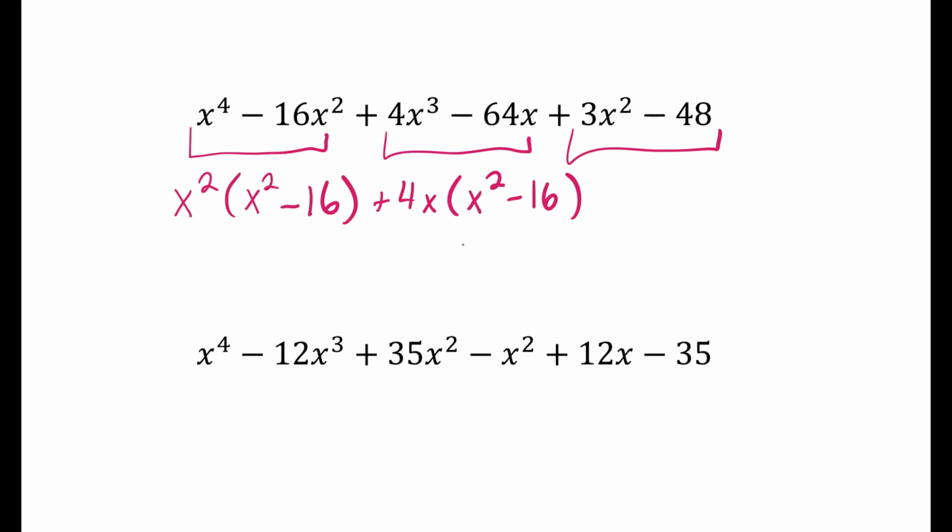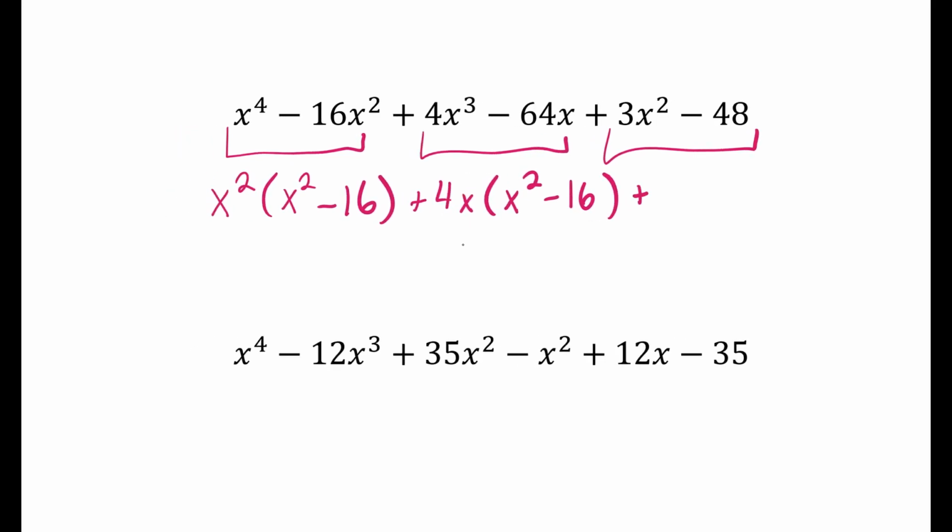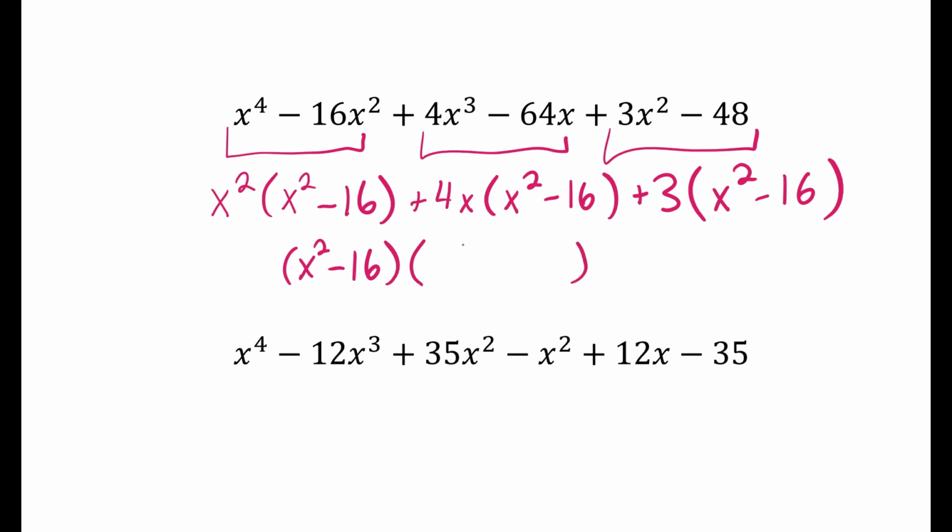So when I end up doing that a 3rd time here, if I pull out a 3 between the 3 and the 48, I'm left with just x squared, and negative 48 divided by 3 gets me that negative 16. So I'm going to do that same trick, where I pull out the greatest common factor, or just what I have in that set of parentheses each time, and multiply by what I have left over. I've got this x squared, a positive 4x, and a positive 3. So those would go in the parentheses right next to it.